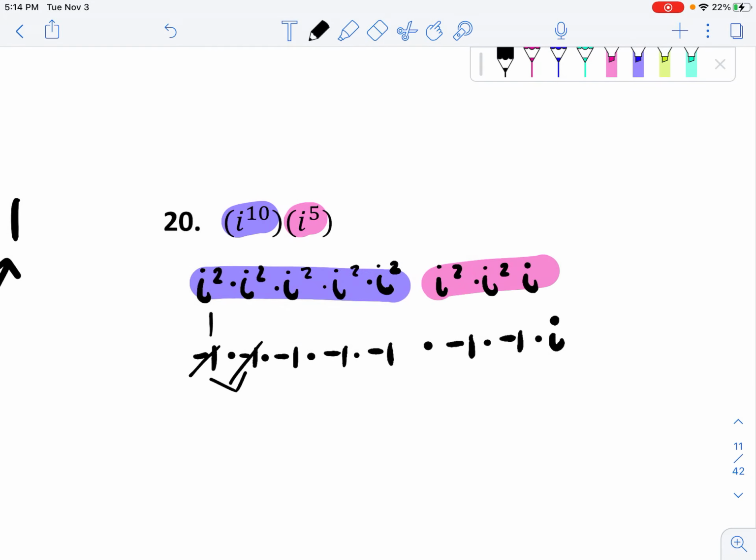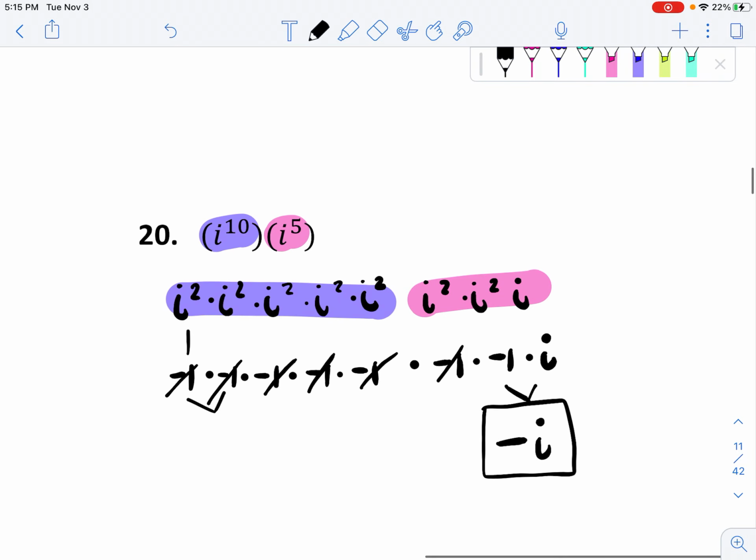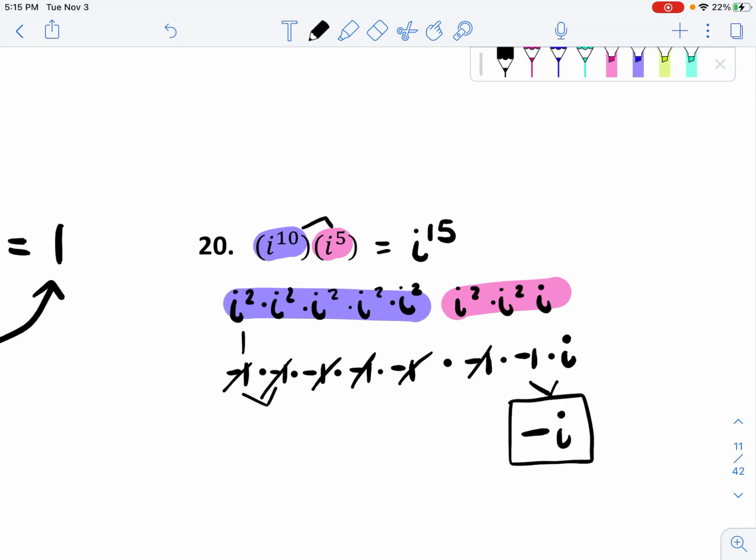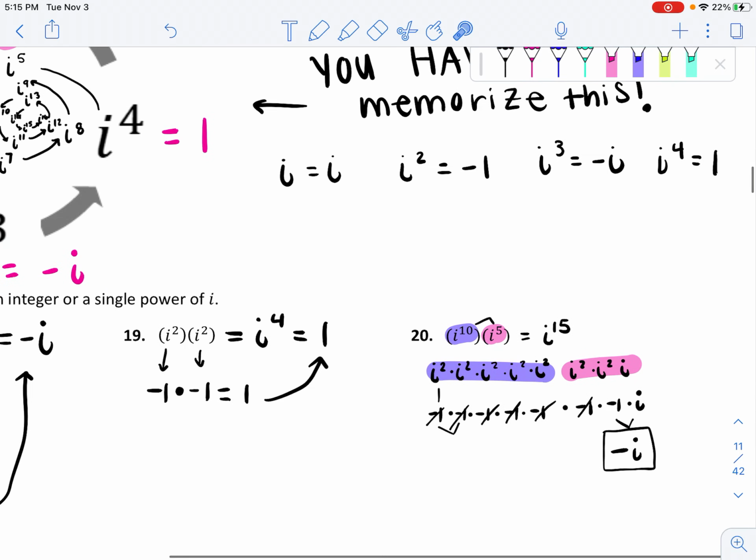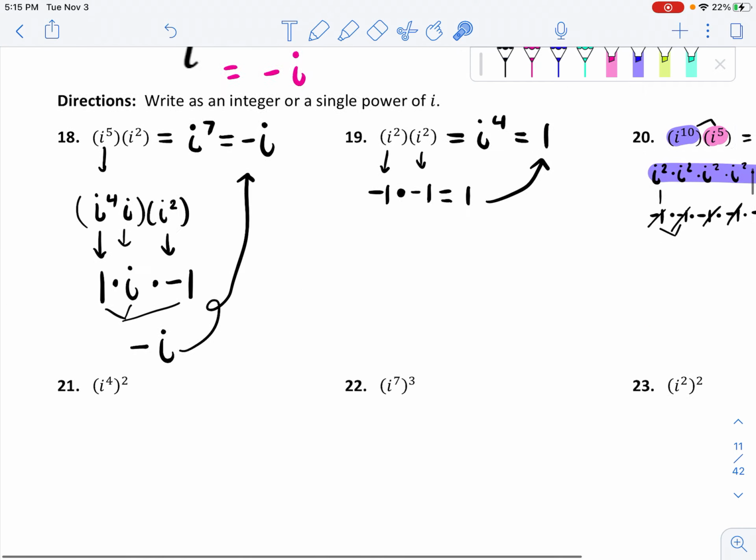So those cancel to give me a positive. These two cancel to give me a positive. These two cancel to give me a positive. So I'm left with just negative I. Or you could remember, okay, I add my exponents, so this is I to the 15th. And then you could just keep the pattern going. So we'd stop at 4, so it'd go 5, 6, 7, 8, 9, 10, 11, 12, 13, 14, 15. So 15 would fall here, which is negative I.